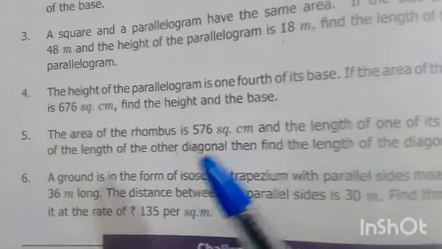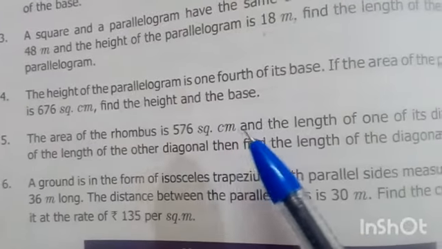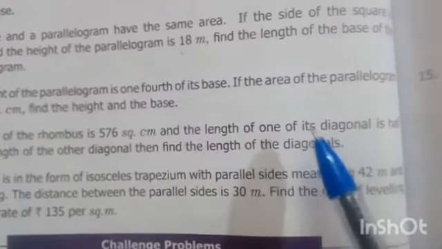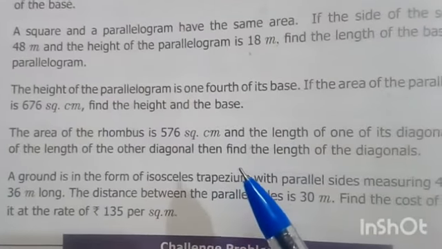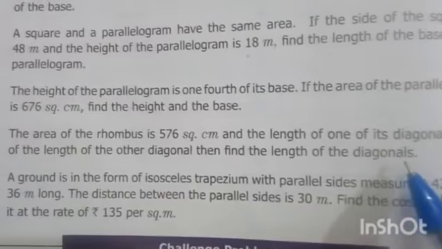Fifth question: the area of the rhombus is 576 square centimeter and the length of one of the diagonals is half of the length of the other diagonal. Then find the length of the diagonals.